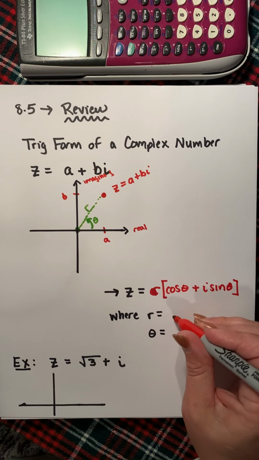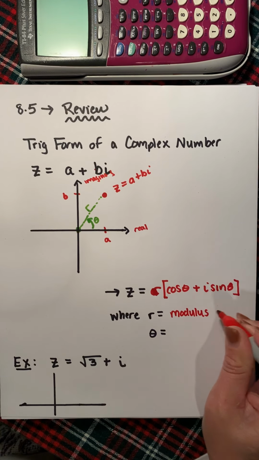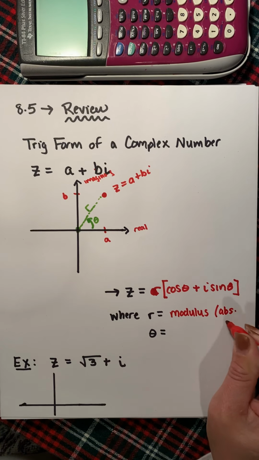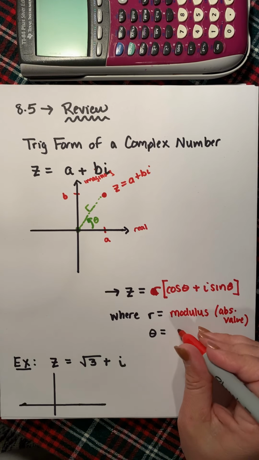r is called the modulus, or the absolute value. And theta is called the argument.